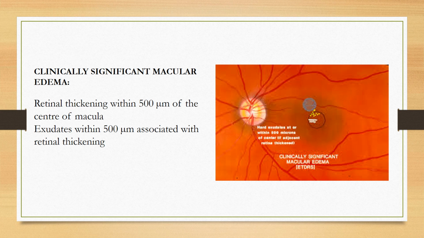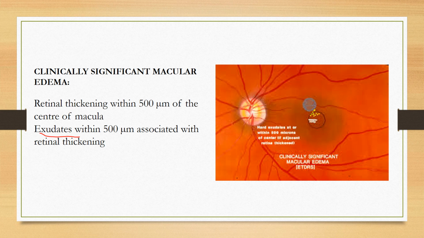What makes a macular edema clinically significant is this: at the central macula, if there are any changes within 500 microns from the center, then it is called clinically significant macular edema. Okay, so there should not be any retinal thickening or swelling within the 500 microns, and there should not be any hard exudates within the 500 microns.